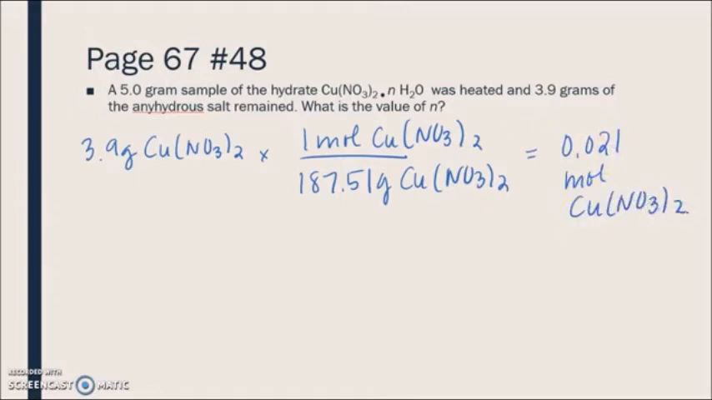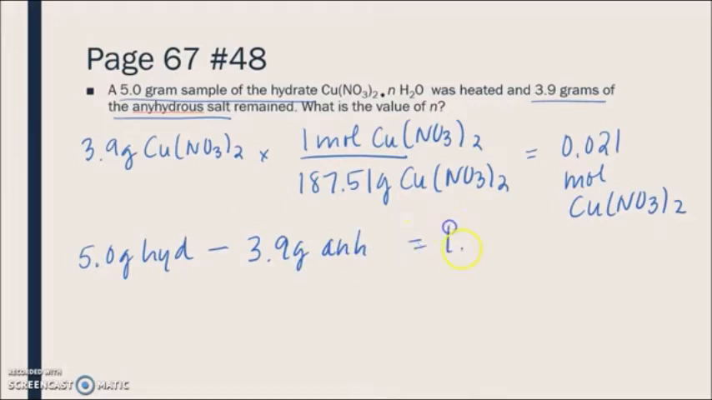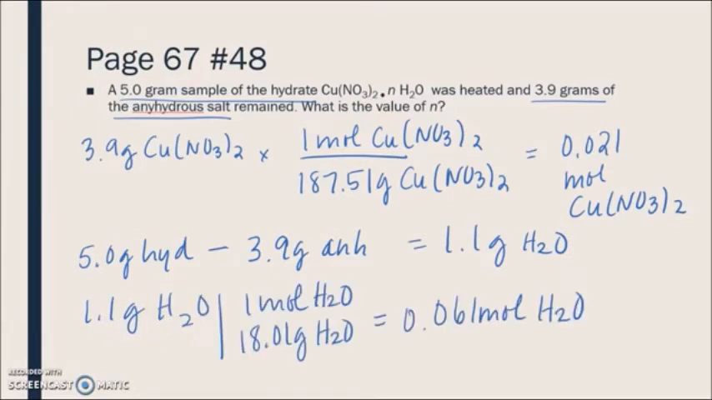And then you've got to figure out water, but they tell you the hydrate, and then they tell you how much anhydrous. So you know that 5.0 grams of the hydrate minus 3.9 grams of the anhydrous gets you 1.1 gram of water, and you're going to take that and convert to moles. When you convert to moles, you get 0.021 moles of copper 2 nitrate and 0.061 moles of water, and then you're going to divide by the smallest, and you're going to do that to both of them.